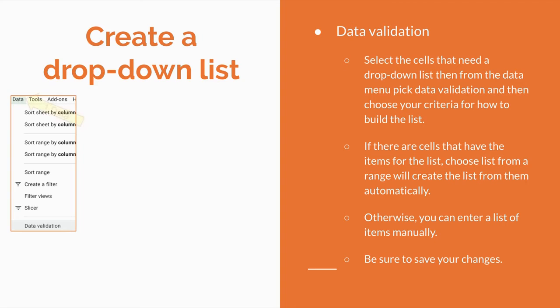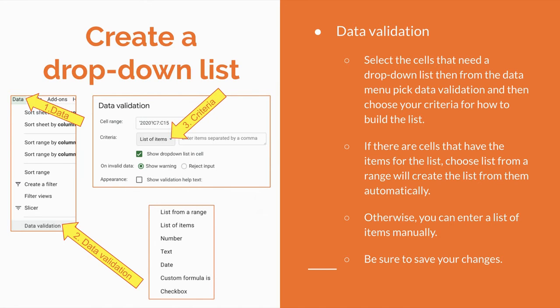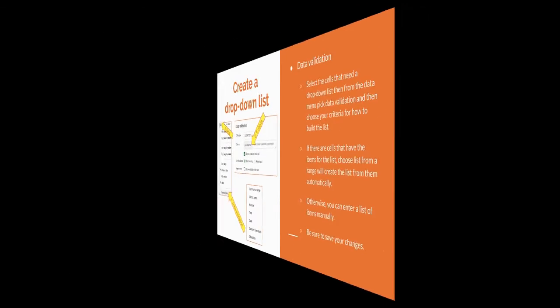You can create a drop-down list in a sheet, which makes it very handy for entering data that repeats a lot. If you select the cells that need a drop-down list, and then from the Data menu, you pick Data Validation, you can use this to choose criteria to build your list. If there are cells that have items for the list, you can choose this list from a range, and it will create the list automatically. Otherwise, you can do it manually and actually type in a list of things you want to be able to pick from.